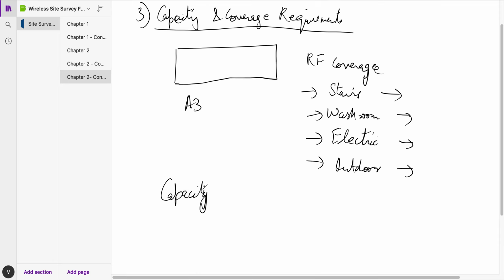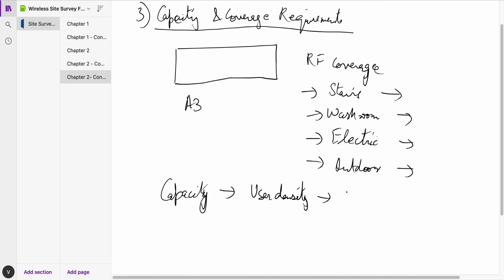The next thing is that you of course have to ask not just coverage, but also understand in which areas you need more capacity, which means kind of like user density. Okay, as to which area has more users. Let's say it's a conference room, even though that has a capacity of 10 people, but sometimes you would expect the whole team gathering into the conference room and doing a conference somewhere.